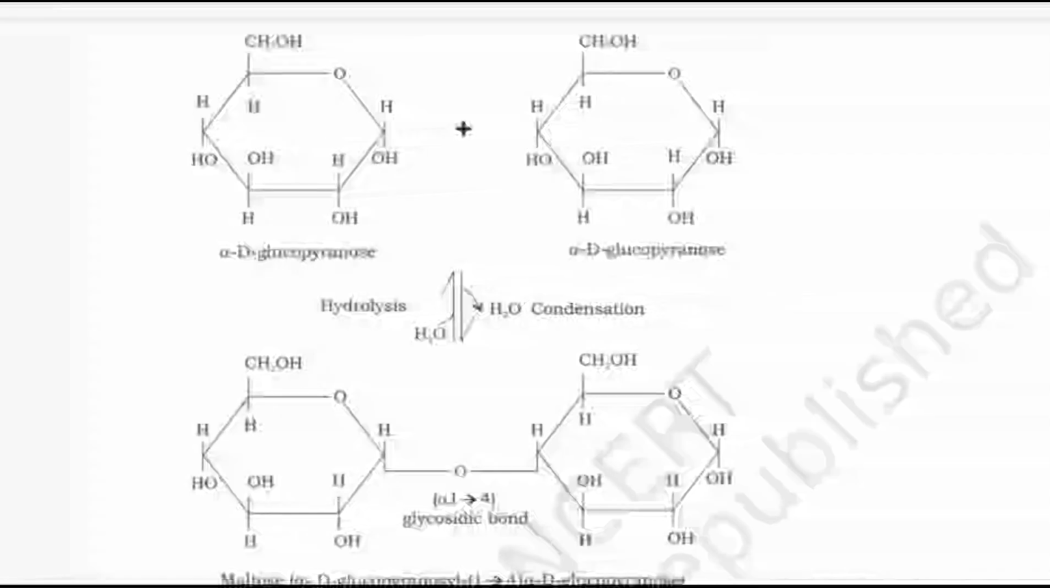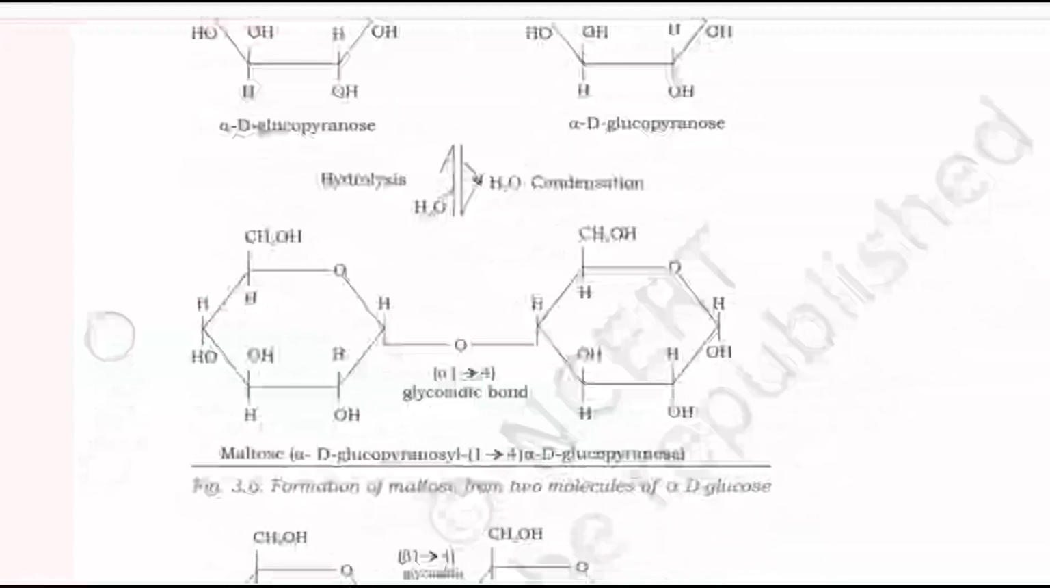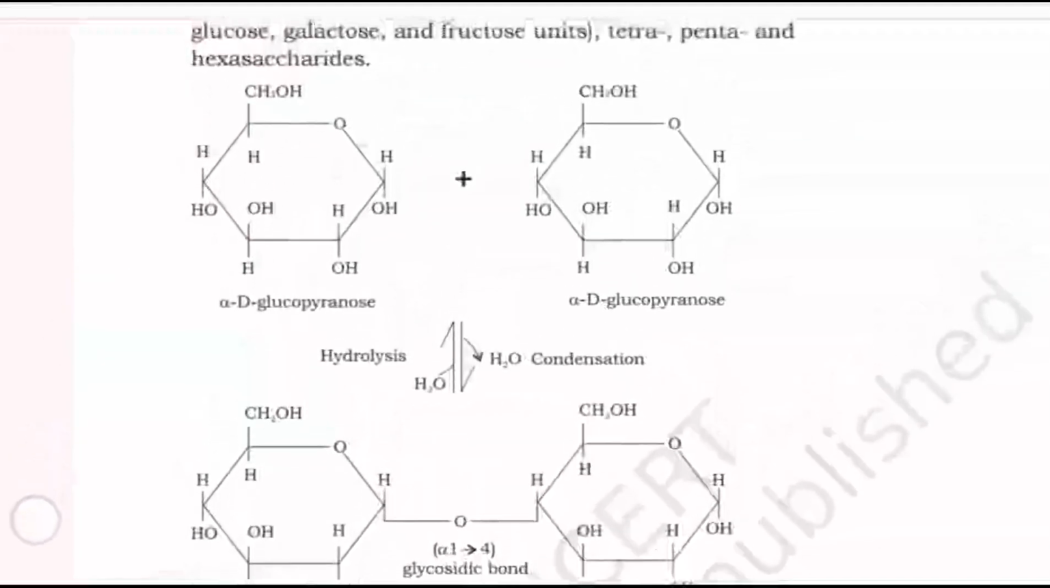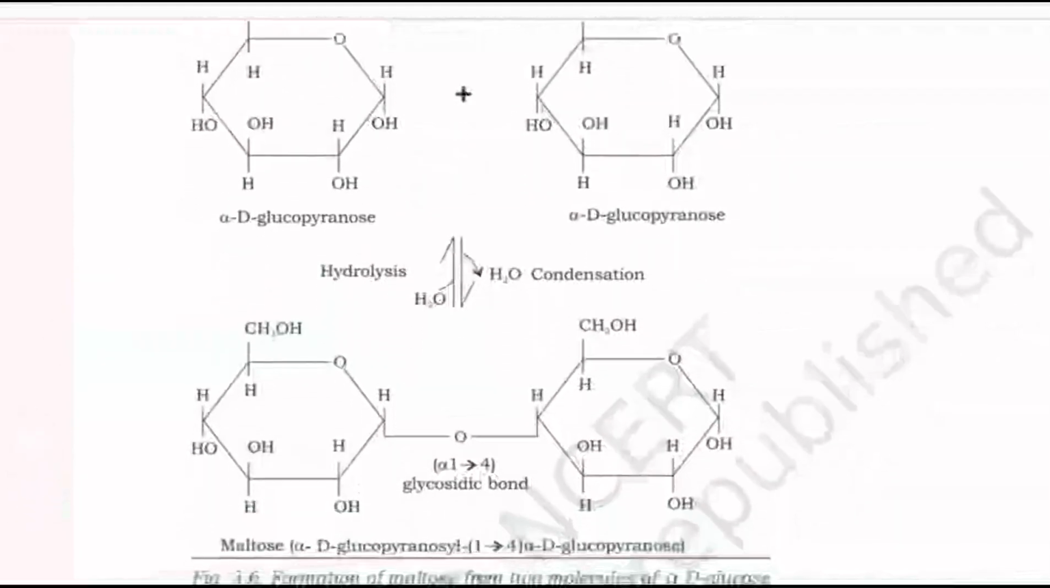D-glucose, that is dextrose glucose residues, joined by a glycosidic linkage, which is a covalent bond formed by the joining of the hydroxyl group of one monomer with the anomeric carbon of the other sugar unit. Lactose is made up of D-galactose and D-glucose residue. The disaccharides can be hydrolyzed to yield their constituent monosaccharides by boiling with dilute acid.